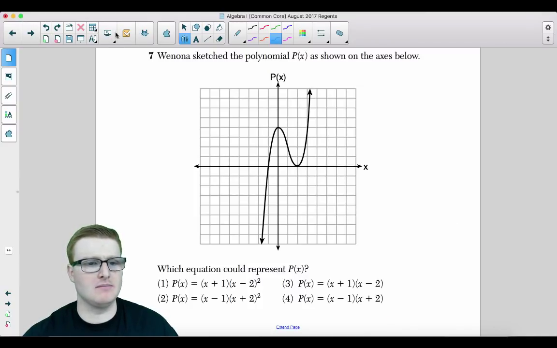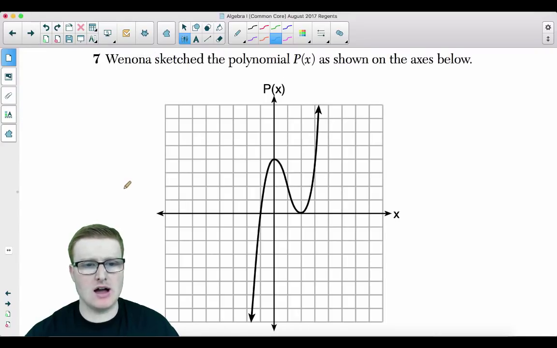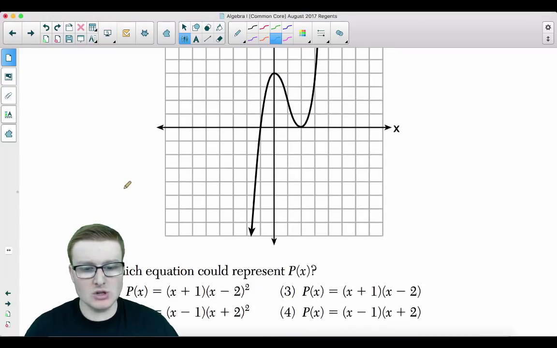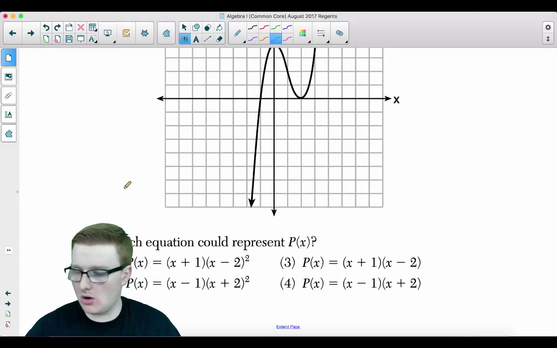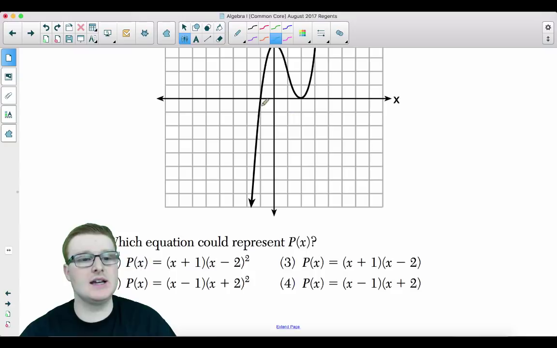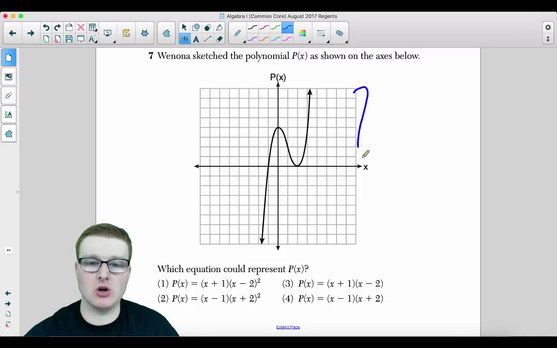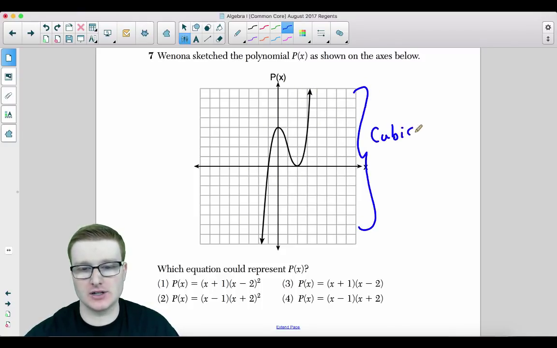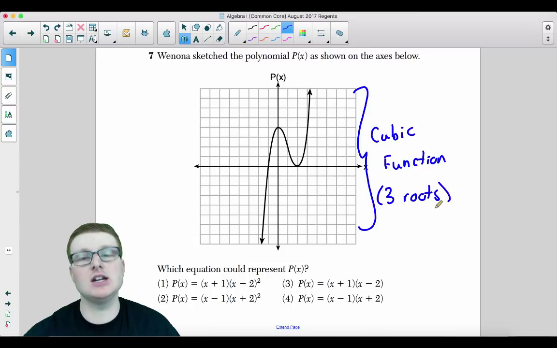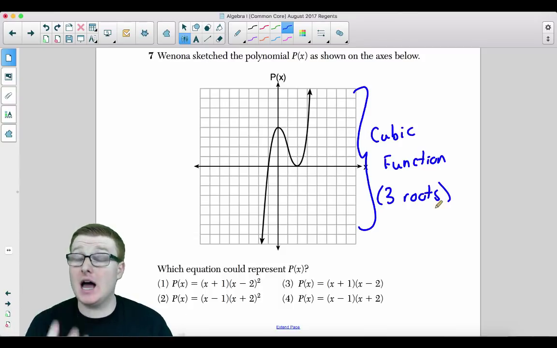Number 7. Winona sketched the polynomial p of x as shown in the axes below. Which equation could represent p of x? Oh, man, I remember this question, and I don't like it. So, you need to be very careful here. This is what's called a cubic function. Let me explain what that is. A cubic function has 3 roots. In other words, the graph or the function crosses the x-axis a total of 3 times.